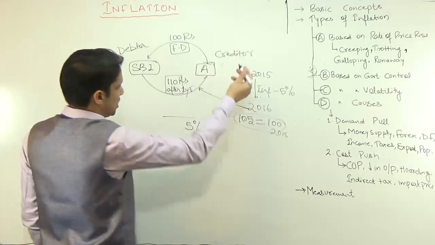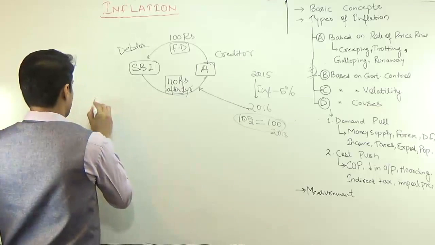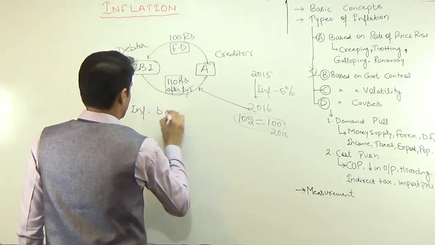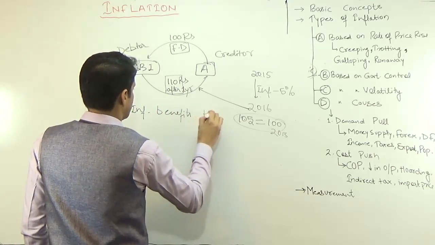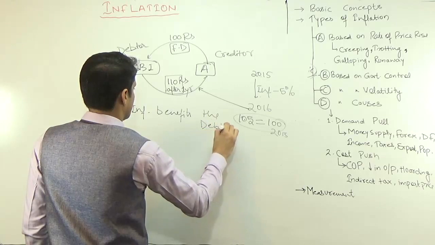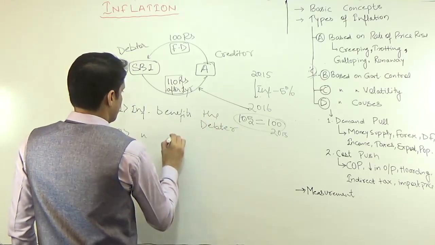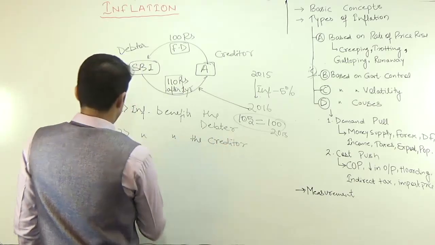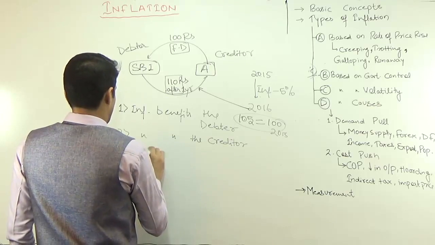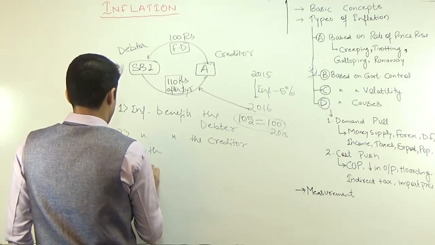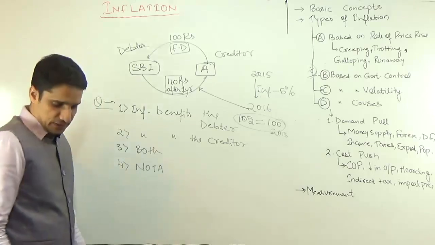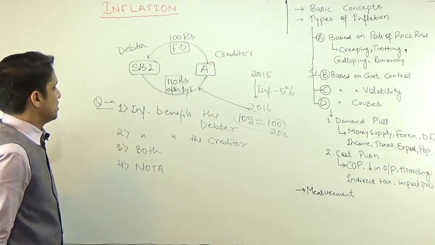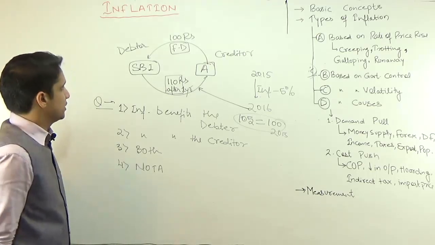So this is why, if there is inflation, now if the question comes, the first option: inflation benefits the debtor. Second: inflation benefits the creditor. Third is both, and fourth one is none of the above. You have 5 seconds. Inflation benefits the debtor, the creditor, both or none?